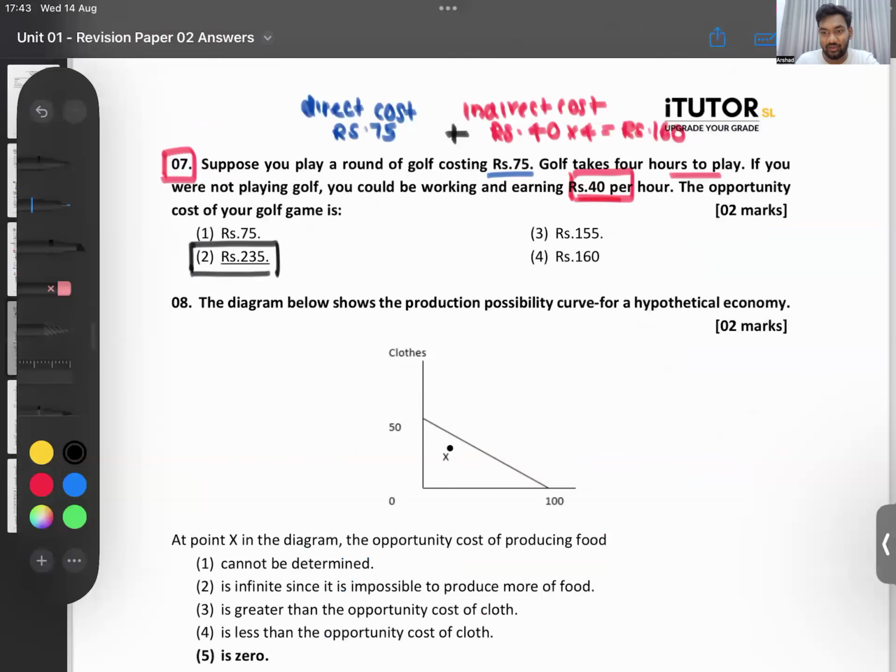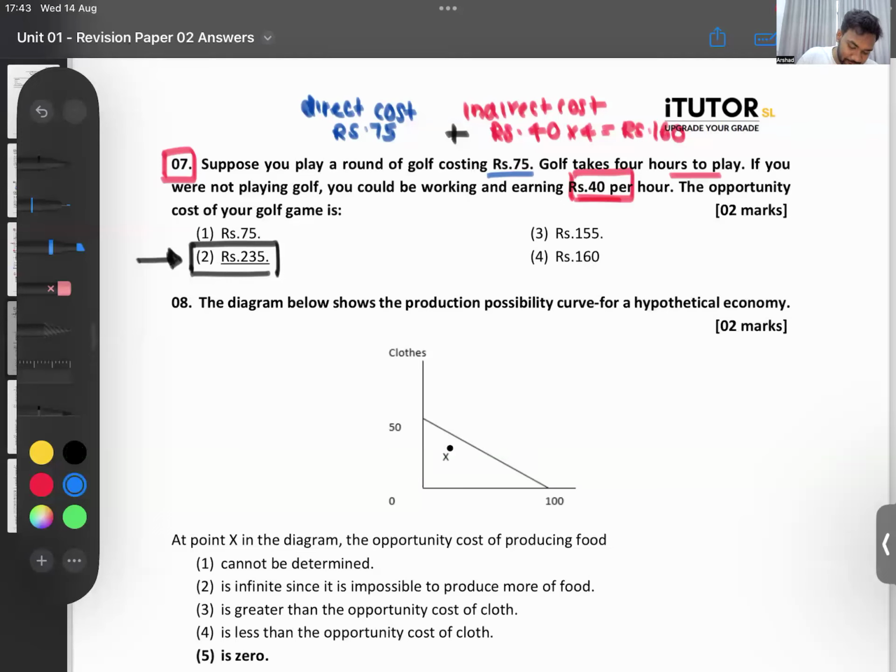Yes, there is a bit of connection to unit number 4, the money forgone. So it's not just 160, it's the direct and the indirect. Some of you got that correct. No one put 235. Very few. Anyone else? Okay. We'll see who gets the highest also.